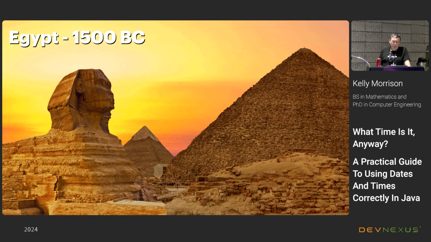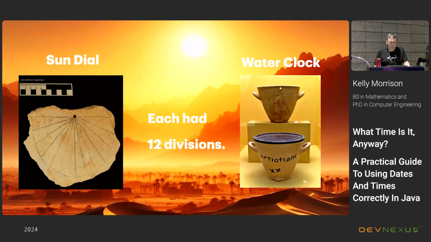The story starts back in Egypt in 1500 BC. This is when Egypt started getting really serious about trying to track dates and times. It actually had a concept of it for a long time before, at least 1,000 years. But I guess they were tired of working on pyramids and sphinxes, and they decided, okay, let's do something about time tracking. So they came out with two inventions. One was a sundial, and one was a water clock.